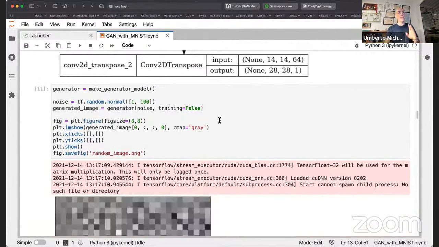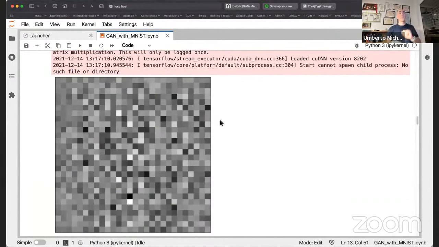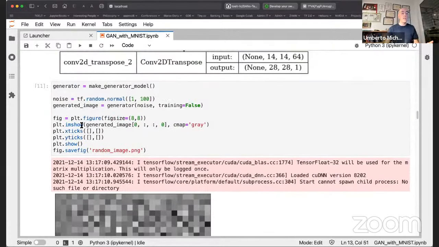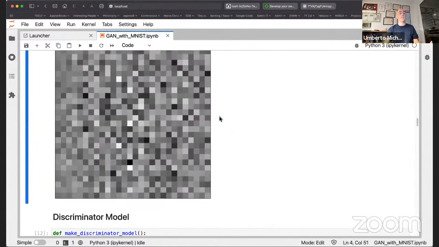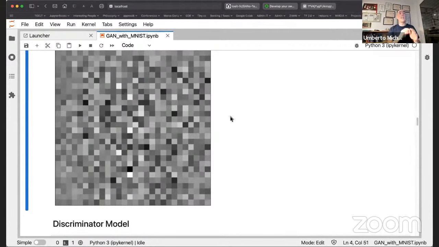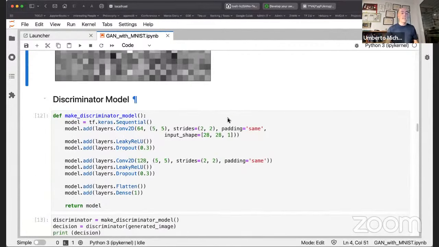I know we're already at 45, but I'll try to finish in the next 5 minutes. This is, for example, the output of the generator before being trained. Someone asked about random noise: you generate 100 values of noise from a random normal distribution and ask the generator to generate an image before being trained, and this is the output. It has nothing to do with any number you may have seen in the MNIST dataset. At this point the generator has no idea whatsoever how a number looks. Then you define the discriminator.